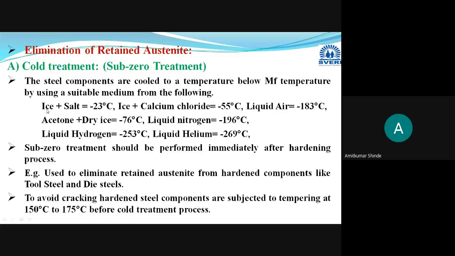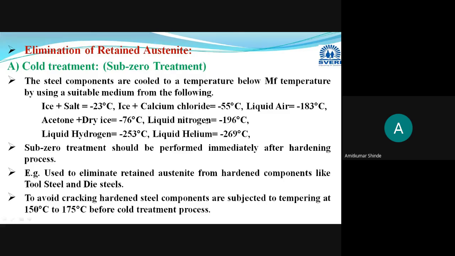Now here I have listed different mediums. First, ice plus salt means you take sodium chloride. If you take ice plus sodium chloride salt, you will get -23 degrees Celsius. If you use ice plus calcium chloride, you will get -55 degrees Celsius. If you use acetone plus dry ice, which is nothing but frozen carbon dioxide, the mixture of acetone and dry ice will give you -76 degrees Celsius.